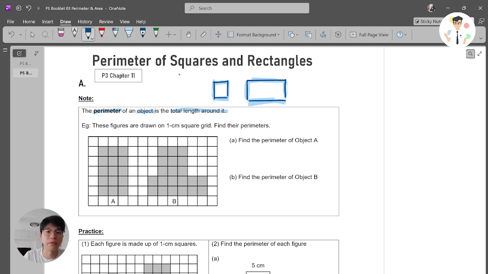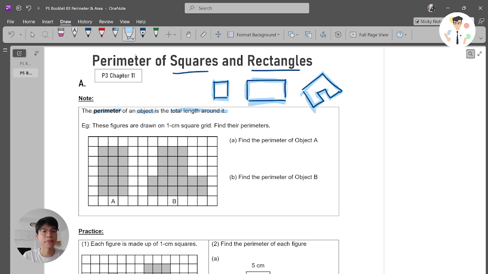Of course, now we are focusing on squares and rectangles. If we see any other object that looks weird like this, then the perimeter of this object will be like here, here, and here, added together.